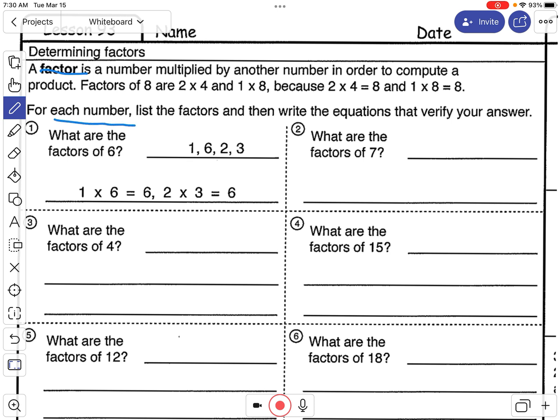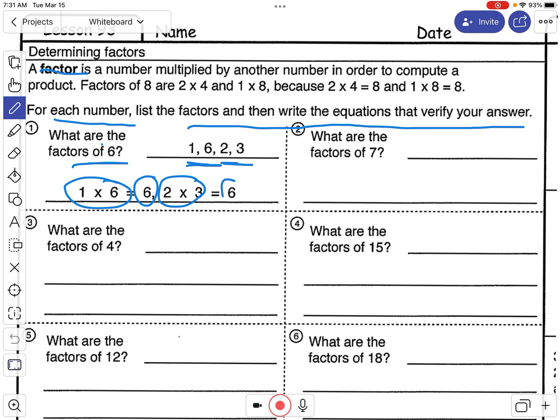Directions here: for each number, list the factors and then write the equations that verify your answers. So here we go. It says, what are the factors of 6? Factors of 6 are 1 and 6 and 2 and 3. So because 1 times 6 is 6, 2 times 3 is 6 also. So these four numbers can evenly go into 6.